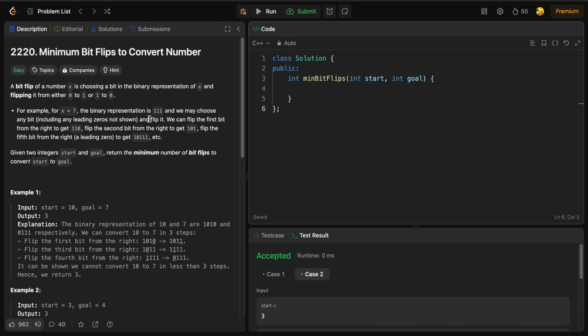Today let's solve the LeetCode question. The description of the question is as follows: we are given a number x, and a bit flip of the number x is choosing a bit in the binary representation of x and flipping it.